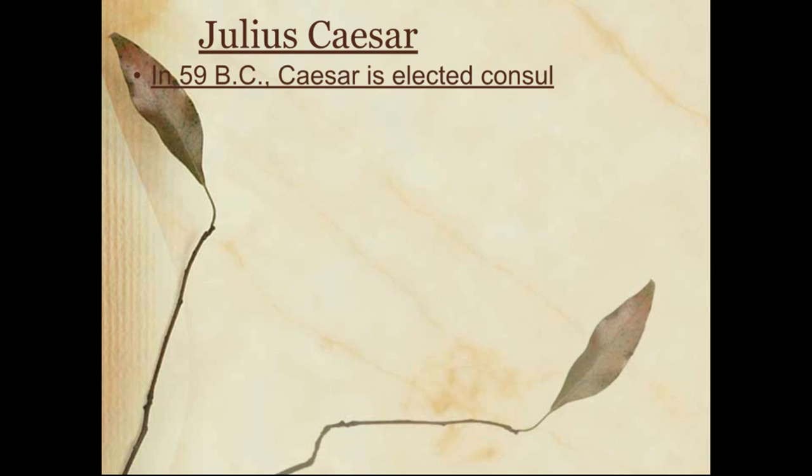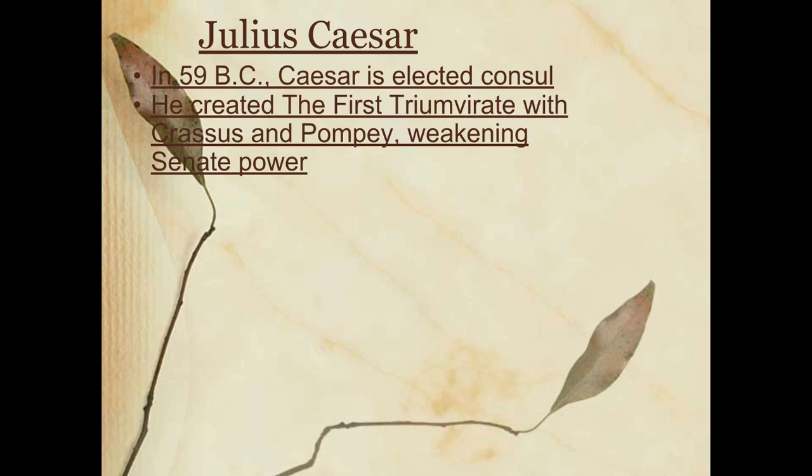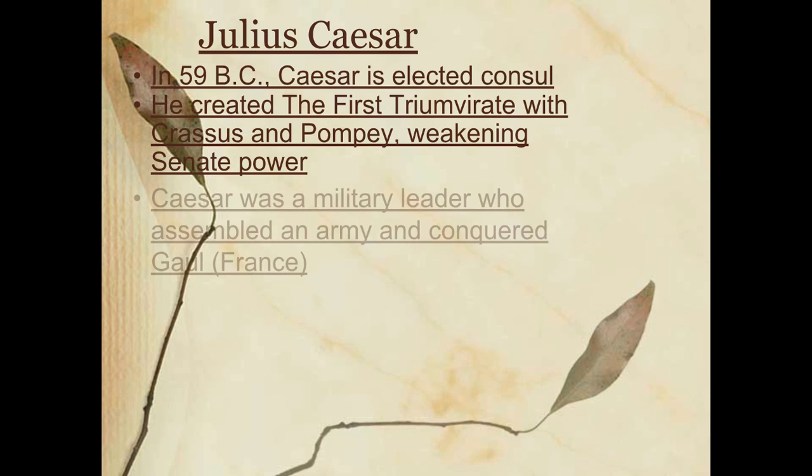Julius Caesar. In 59 BC, Caesar is elected consul. So as consul, you guys know he is supposed to only serve for 1 year. And rather than just be happy with him and his co-consul, he decides that he wants to have 3 guys in charge: him, a guy named Crassus, and a guy named Pompey. And these 3 guys together pretty much weaken the power of the Senate, which, as you guys know, if anyone gets in the way and weakens the Senate, they are usually not very happy.